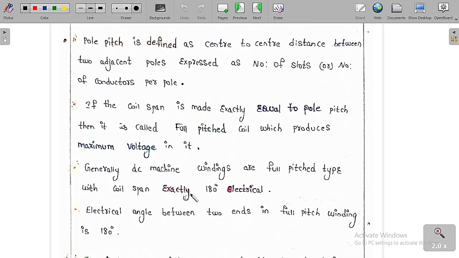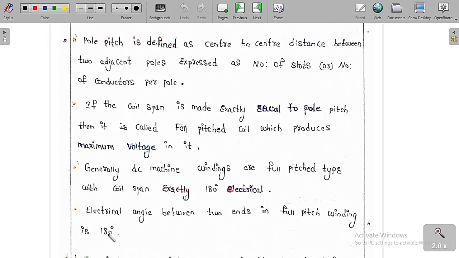Because the coil span is equal to pole pitch in the case of a DC machine, the winding is said to be full pitch winding. So the electrical angle is 180 degree. The electrical angle between the two ends in a full pitch winding is equal to 180 degree. This concept also I have already told you.